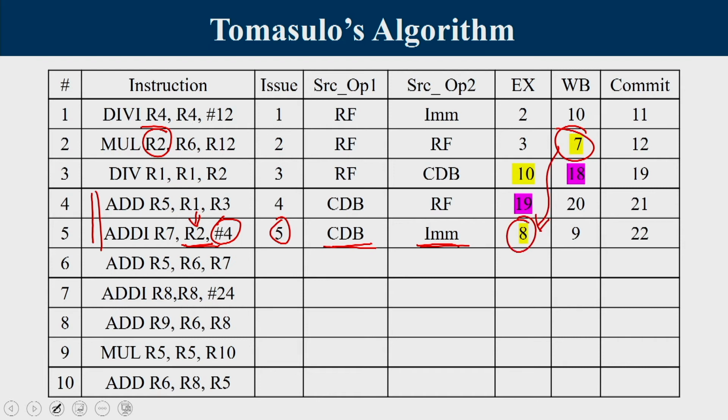At 8 I can start execution. So one of the operands is available at 8, second operand is available readily. So it is waiting for an operand. So at the end of clock cycle number 7, multiplication produces the result and I can start execution at 8. And it takes only one cycle. So at 8 I start execution, at 9 I complete the write back, and at 22 I can commit. So you have to understand that commit should be strictly in order. But if you look at the write back, you can see that it is out of order. Some of the instructions are completing early.